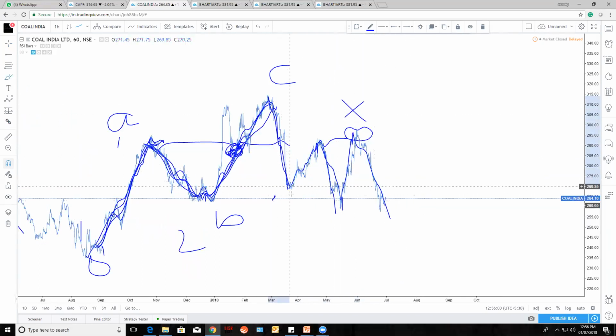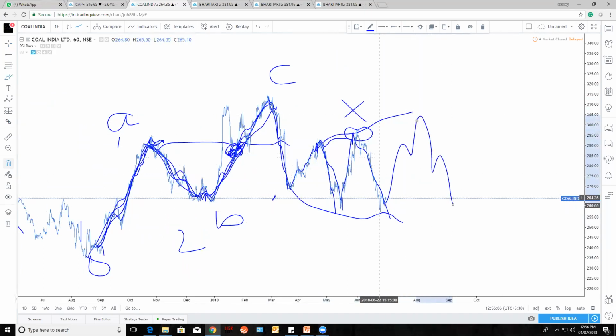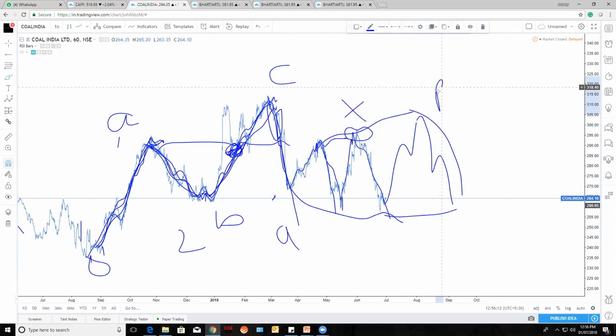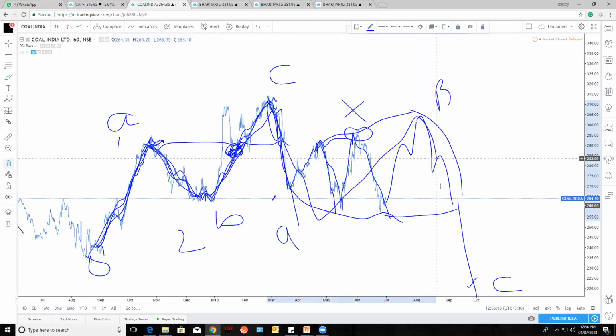This whole structure might be a zigzag. Let's say it might be making like this. After that, the whole structure is A now. Here it's a B, and after that it will become C. So then it is okay. This might be one more zigzag.